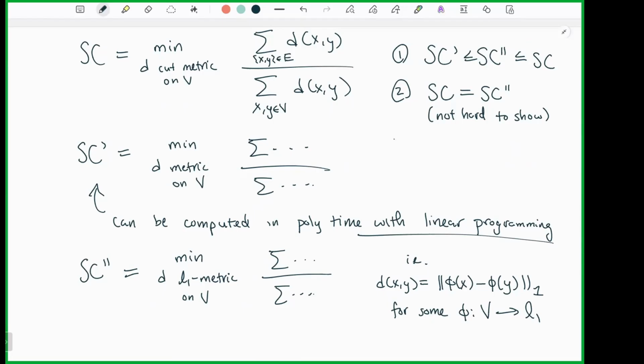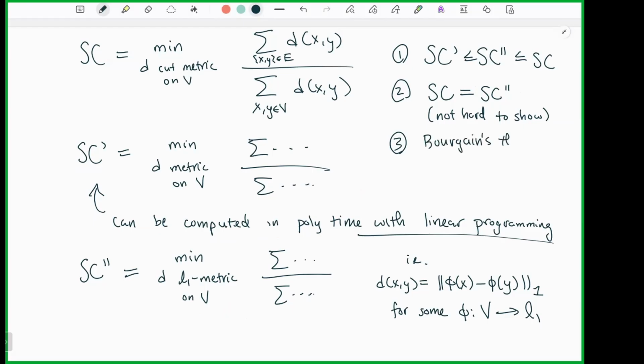But then the thing is that L1 metrics and metrics, okay, so SC prime and SC prime prime, the way to relate these two things is to use Bourgain's theorem. Because if you are able to solve this middle one using linear programming, you get some answer, you embed it into L1 using Bourgain's theorem, and then you get some metric here, which gives you some bound for SC prime prime, but then that's equal to SC, the original thing. So let's say Bourgain's theorem implies.